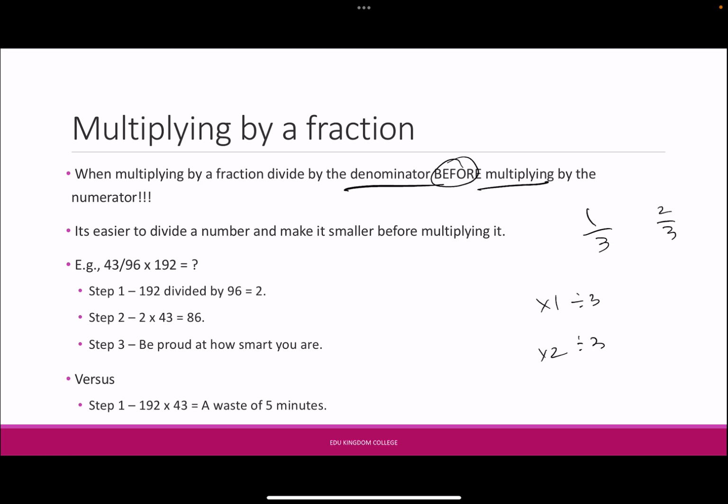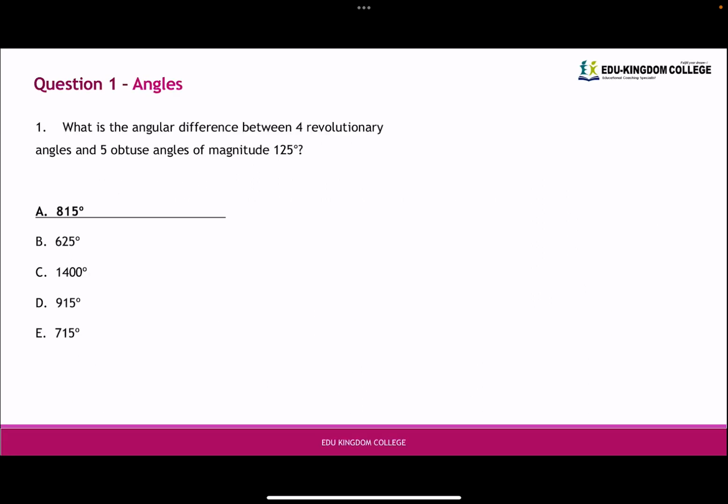We have a better example here on the left of how it actually saves time. If we have 43 over 96 times 192, and we divide first, 192 divided by 96 is going to equal 2, and then whatever's left over is times 43. So 2 times 43 equals 86, quick two-step maths, done. Whereas if we want to do 192 times 43 first, that's going to take a lot longer and be a lot harder, and we also can't do it in our head, so it's going to be a lot slower. Keeping that in mind, let's get straight into the questions.